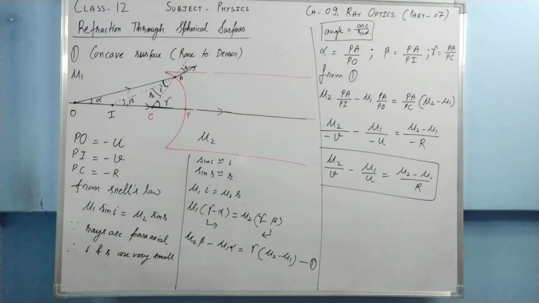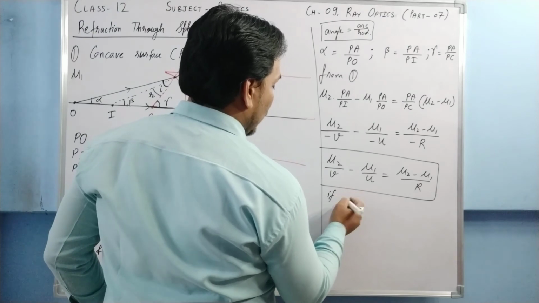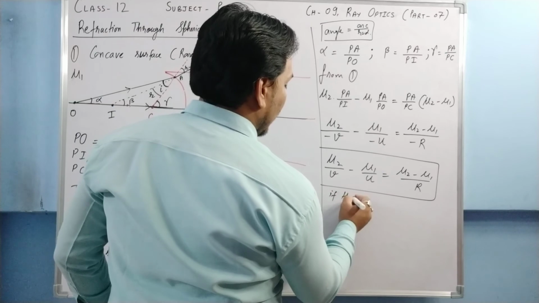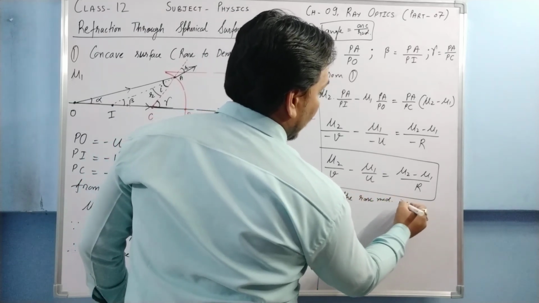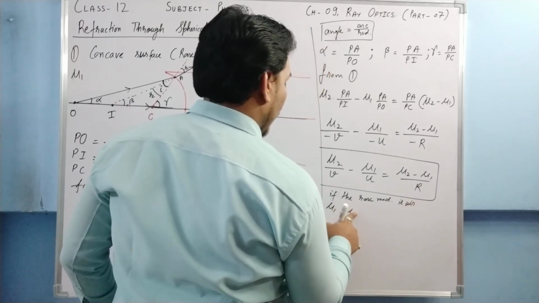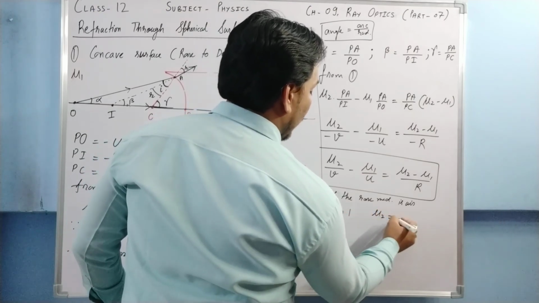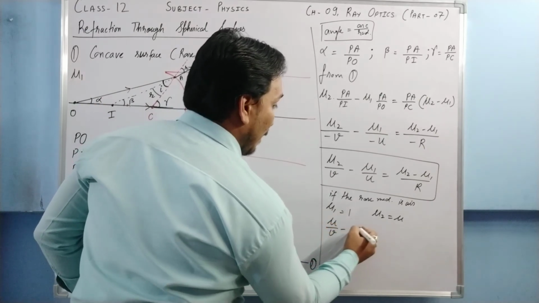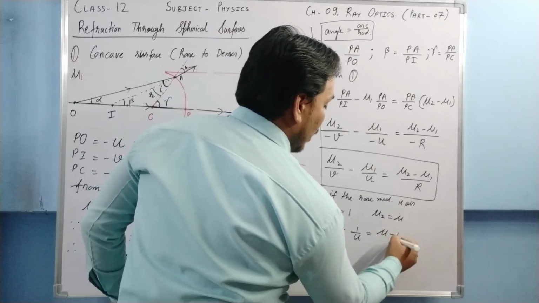We'll discuss that also. Now suppose the rarer medium is air. In that case mu 1 will be 1, for air it is 1. So in that case mu 2 will be mu. If I put it over there, it will be mu upon V minus 1 upon U is equal to mu minus 1 upon R.